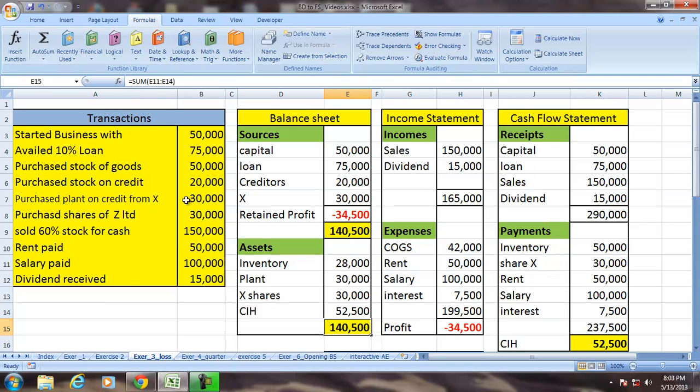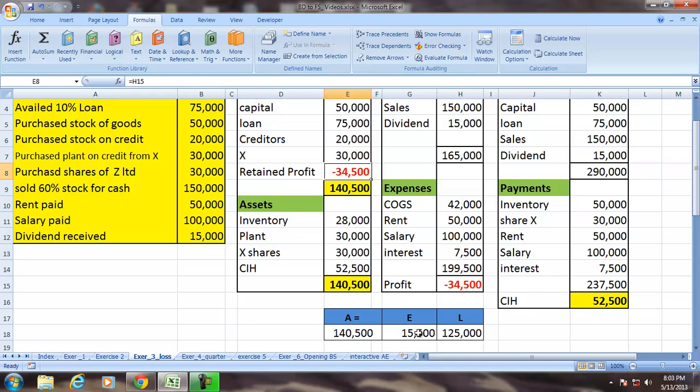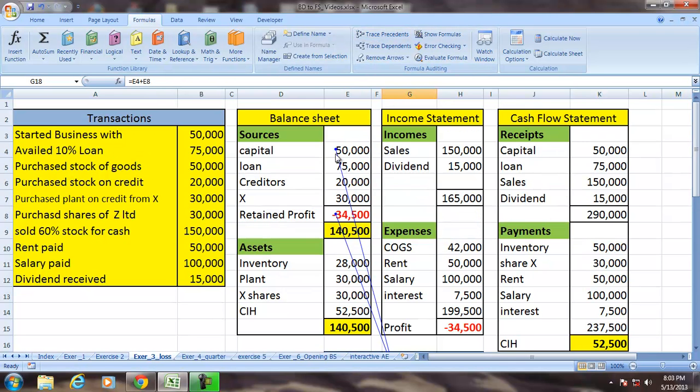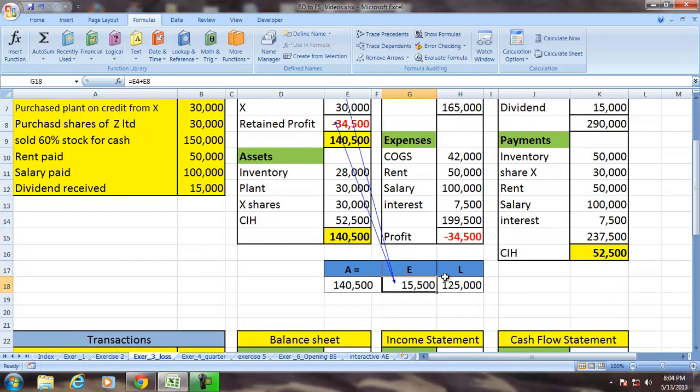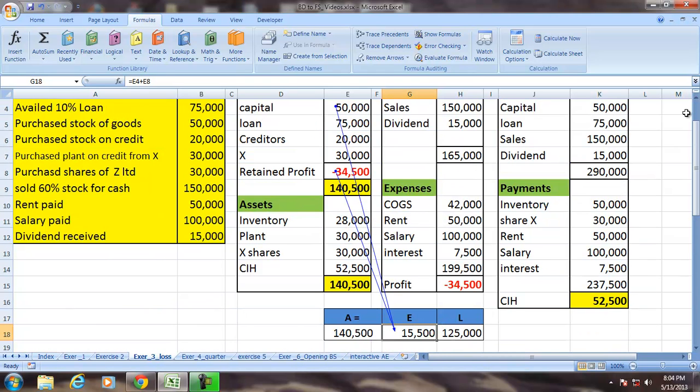So in this case, unlike the previous one, there is a negative profit. We transfer the negative profit to the balance sheet. In the process, we can see that the company's equity has come down. Equity of the company is capital plus retained profit. So the equity is 15,500. The rest of the other items are the liabilities. In this case it is a loan, creditors and X.